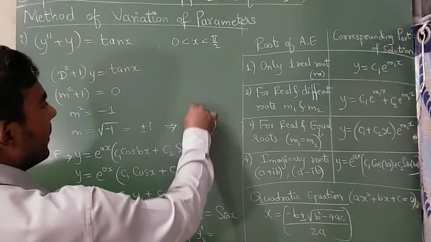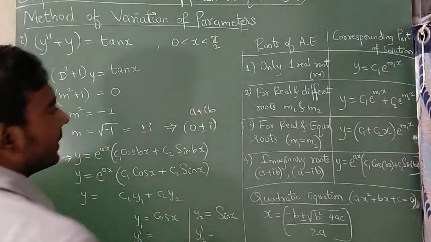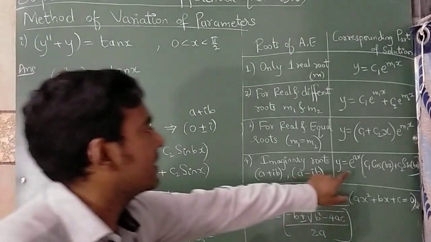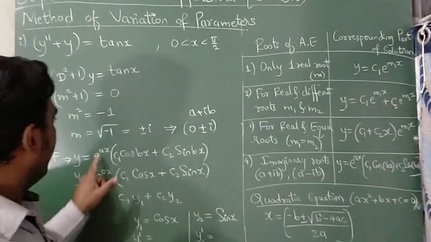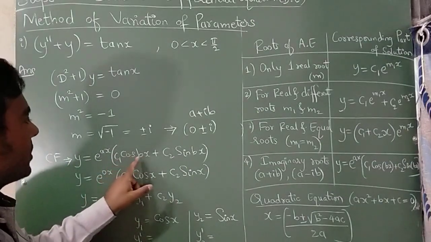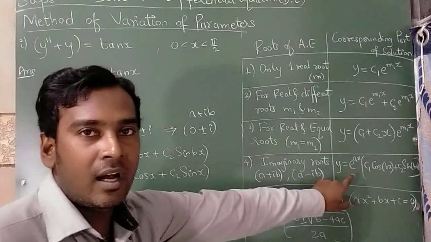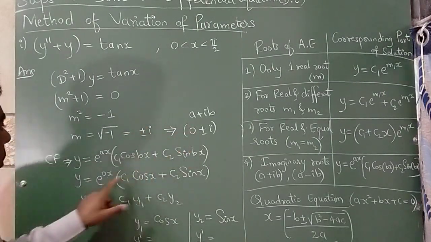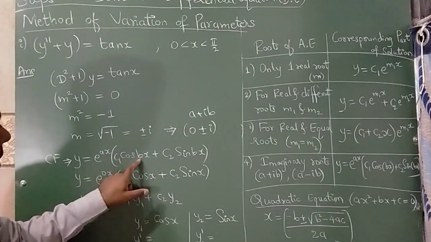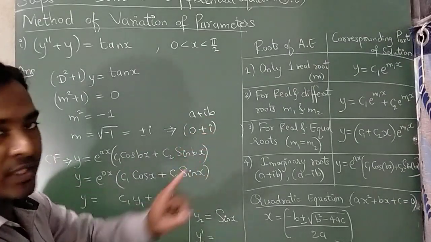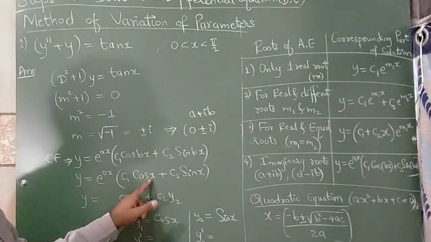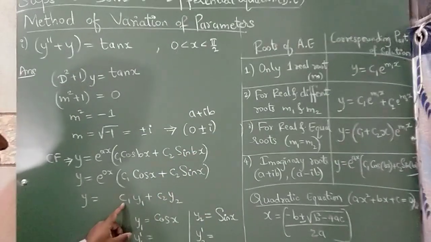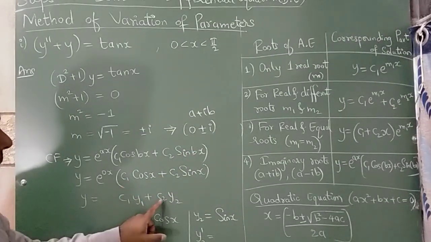So this will become a plus ib. So for the complementary function CF, y is equal to, I must write this solution, e raised to ax (c1 cos bx plus c2 sin bx). Are you understanding? Now what is a from here? a is 0, so I have written 0 here. Now what is b? b is the coefficient, which is only 1, so I have written cos x, and here also sin x. Now y is equal to c1 y1 plus c2 y2.